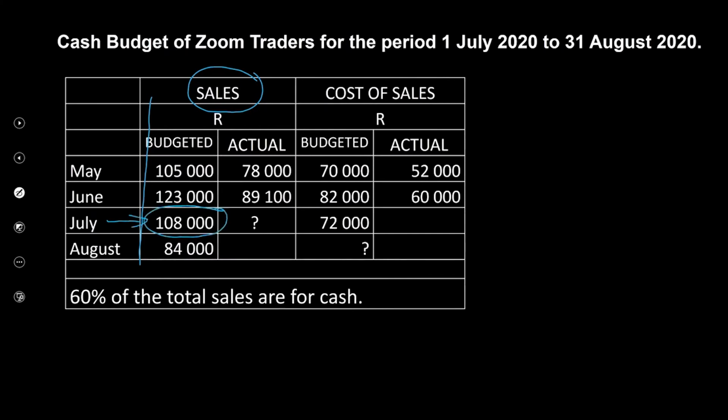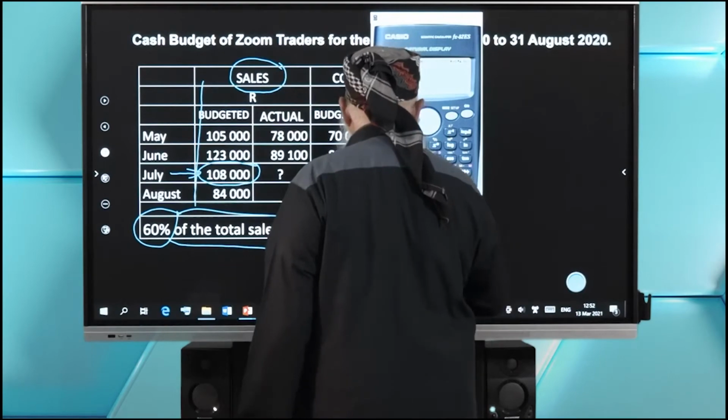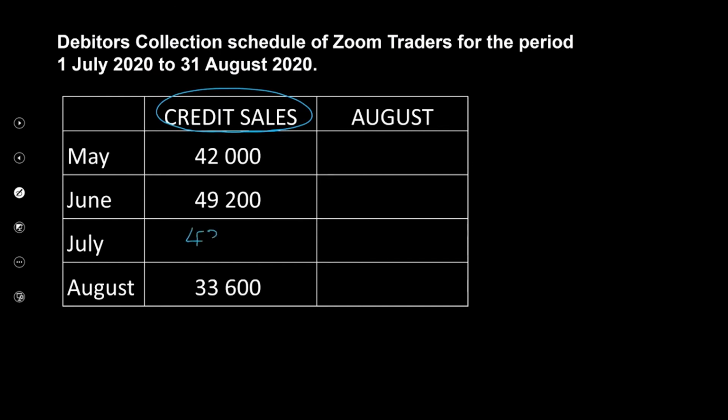That's the figure that we have. 108,000 is my total sales figure. I therefore take the 108,000 and I'm told that 60% of total sales are for cash. Immediately telling you that if 60% was cash, then definitely 40% had to be on credit. So therefore, immediately I say fine. Let's do this here. Take the 108,000, which was my total sales for July. Multiply that by 40%, because clearly the figure that's given to me is my total sales, and my credit sales amount to 40% of that figure. Therefore, if I calculate this, it gives me a figure of 43,200. I can now slot in my 43,200. Okay, got it. So there we go. I have now completed the credit sales component for July.